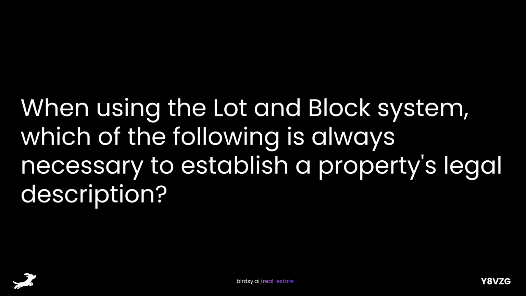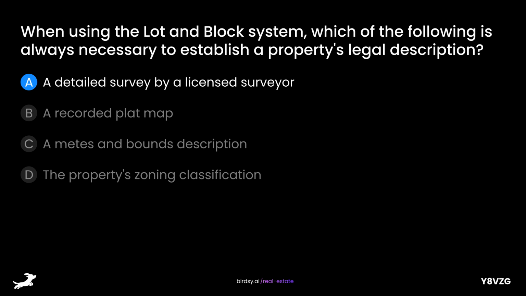When using the lot and block system, which of the following is always necessary to establish a property's legal description? Is it A, a detailed survey by a licensed surveyor, B, a recorded plat map, C, a meets and bounds description, or D, the property's zoning classification? The answer is B, a recorded plat map.